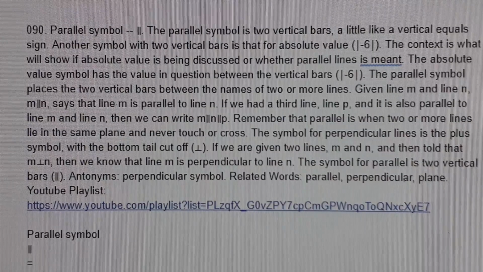Remember that parallel is when two or more lines lie in the same plane and never touch or cross.